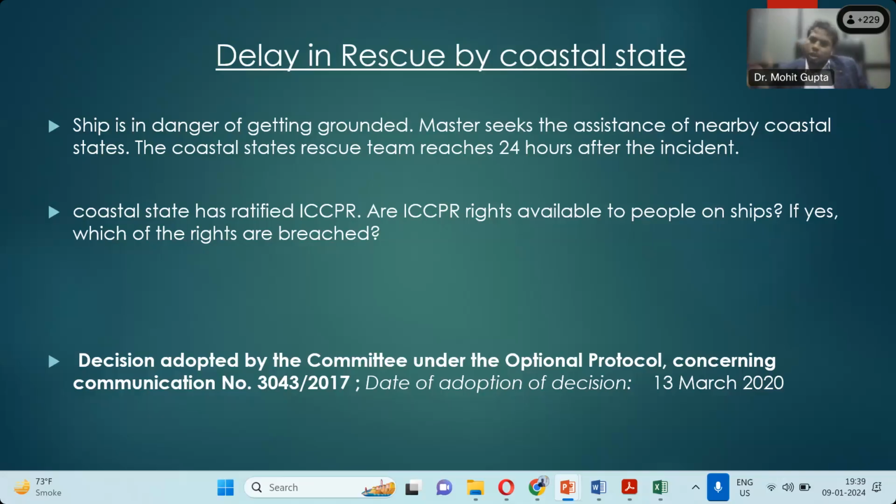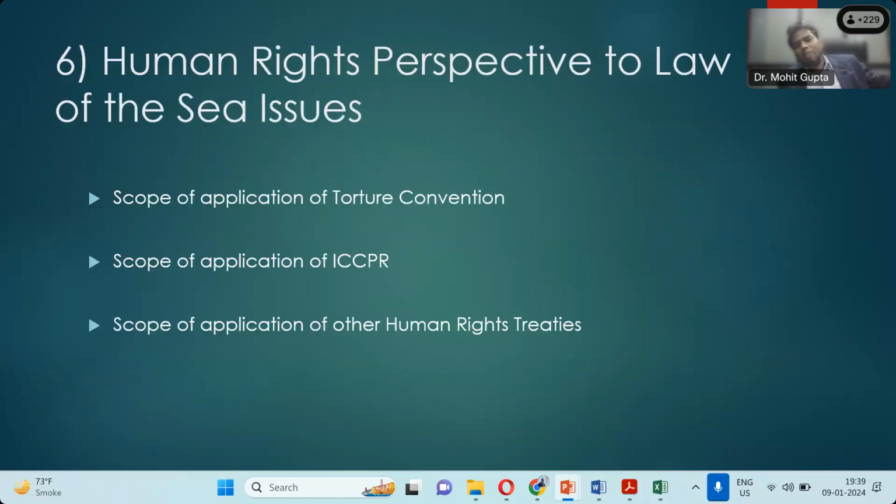Now in Europe, there is a lot of jurisprudence on all these topics. For instance, if you see this last point here, it is a decision of the Human Rights Committee. In this case, Malta failed to give timely assistance to a vessel in distress. So the Human Rights Committee looked at whether Malta violated ICCPR by not giving timely assistance to a vessel in the high seas. So the point is that law of the sea issues can very well be looked at from a human rights perspective.